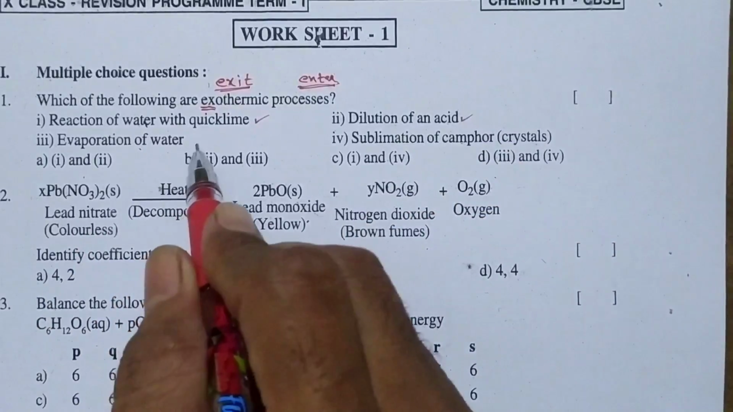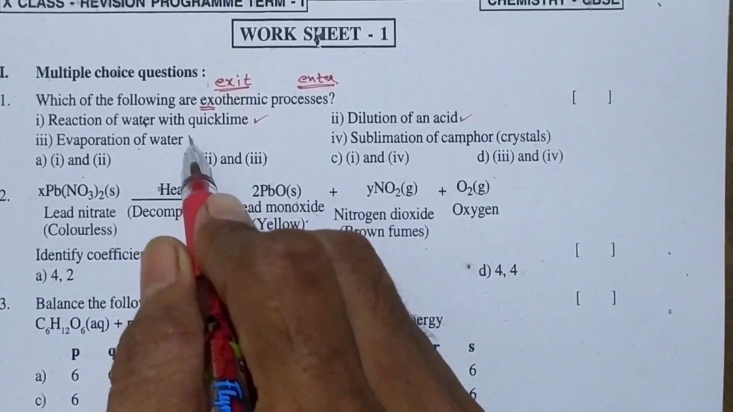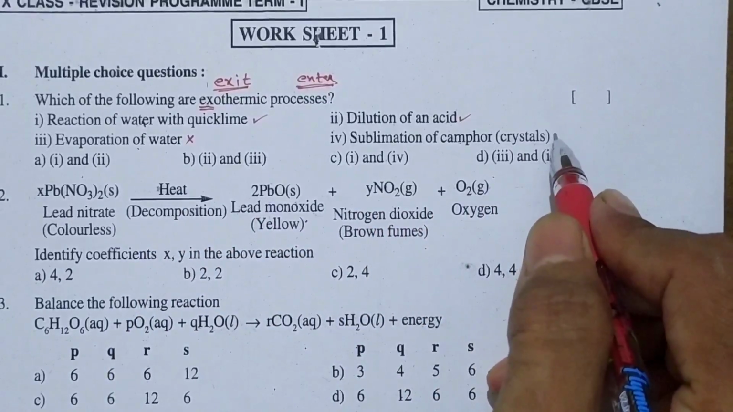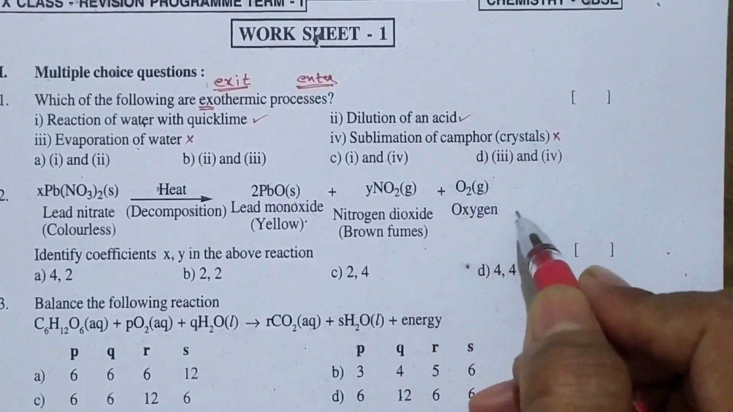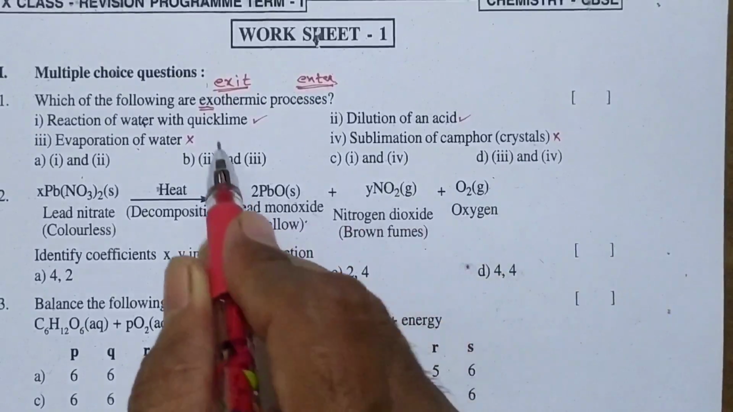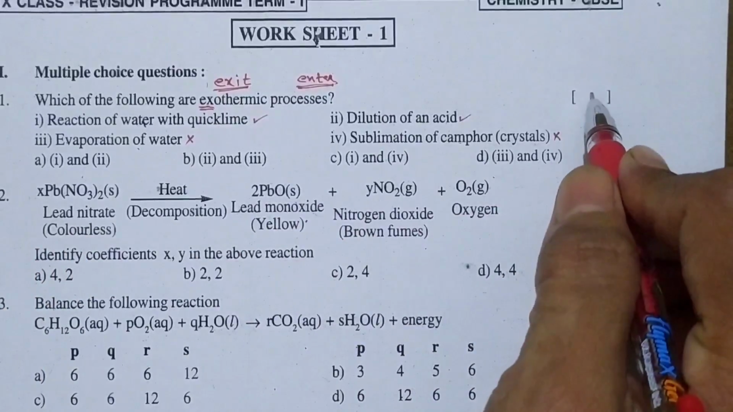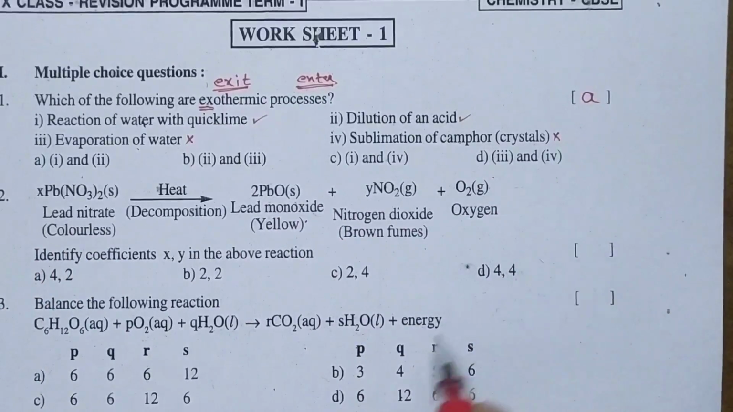Evaporation of water. Here no heat will be coming out, so this is not exothermic. Sublimation of camphor. This is also not exothermic because here heat is not evolved. Now from the options, you see 1 and 2. Option A is 1 and 2. So A is the right answer.